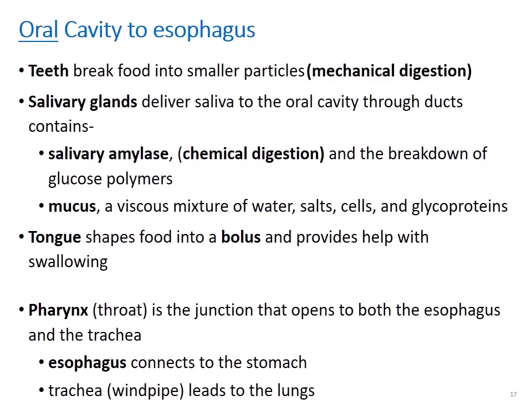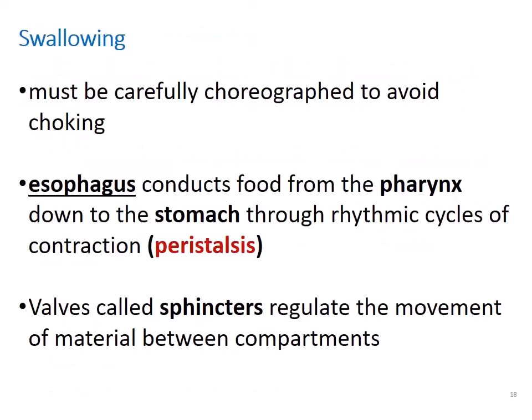Then you've got your pharynx, which is your throat. That's the junction that opens to both the esophagus and the trachea. You want your food to go in your esophagus because that makes it go to the stomach, not your trachea because that makes it go to the lungs, and that's a whole mess. So swallowing, I got this first line from a book. I don't remember if it's our book or a different book, but swallowing must be carefully choreographed to avoid choking. I mean, that's pretty accurate.